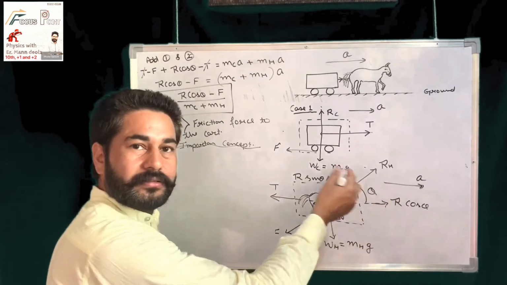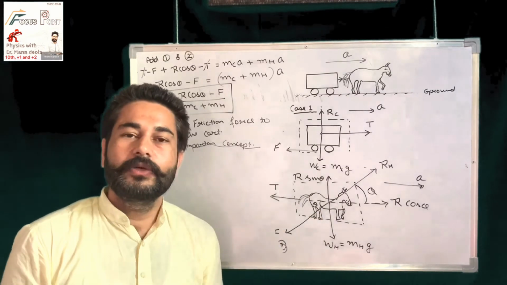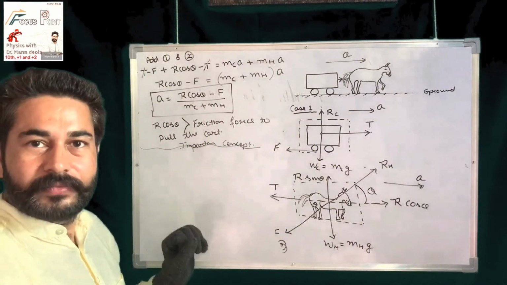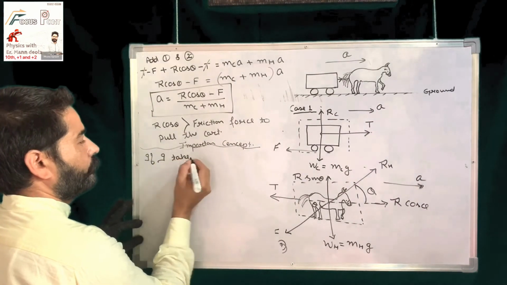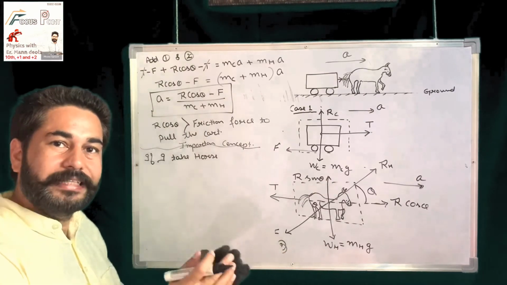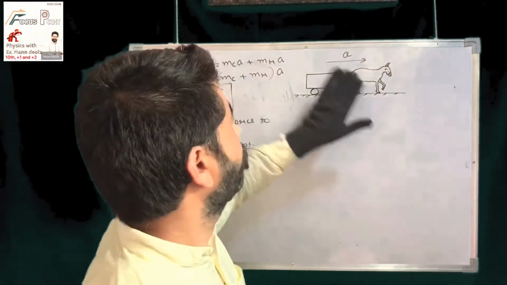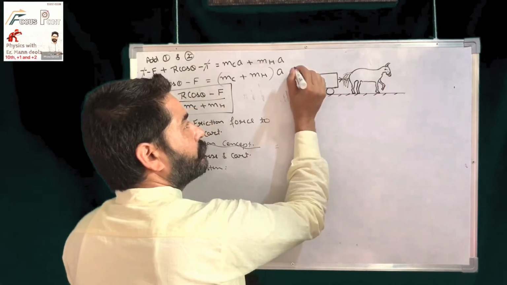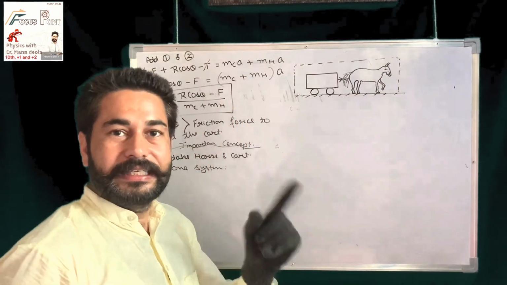So I am marking the forces acting on this horse as a system, then writing again the equations in horizontal as well as in vertical direction. Now what will happen if I take horse and cart both together in one system? Okay, so diagram we already have. So let's take this horse and cart in one system.